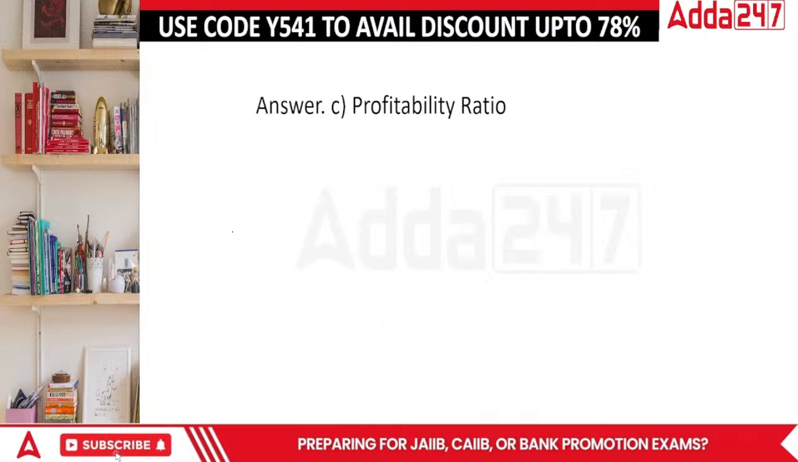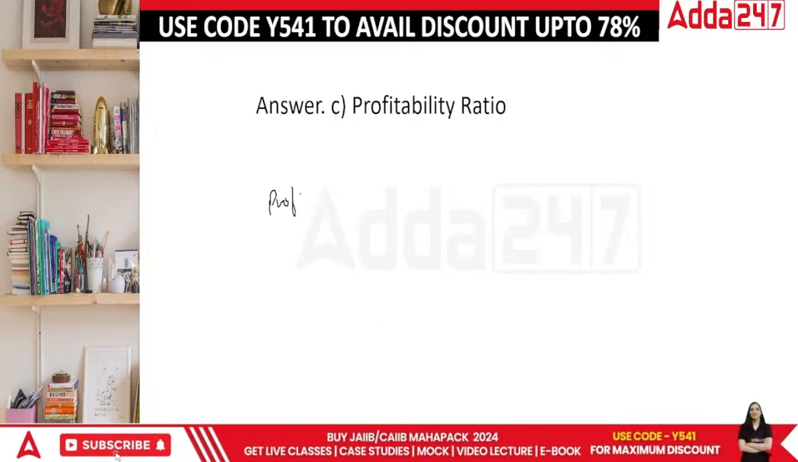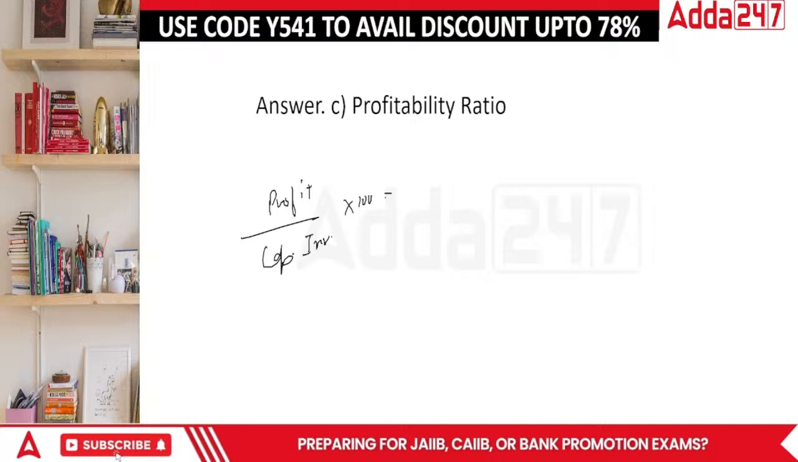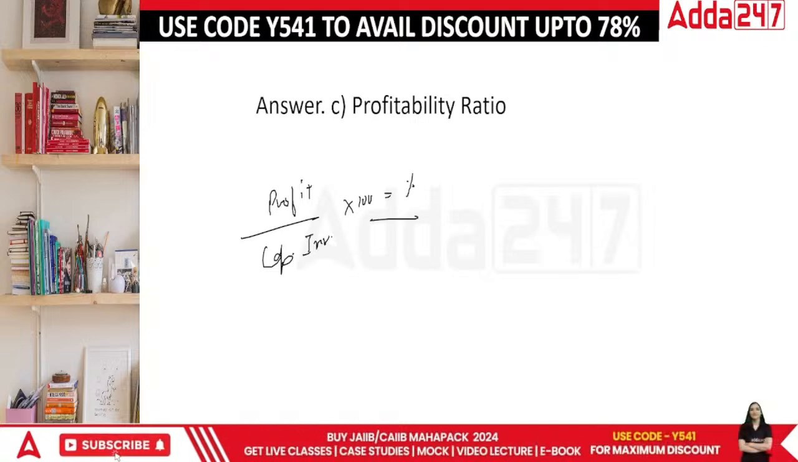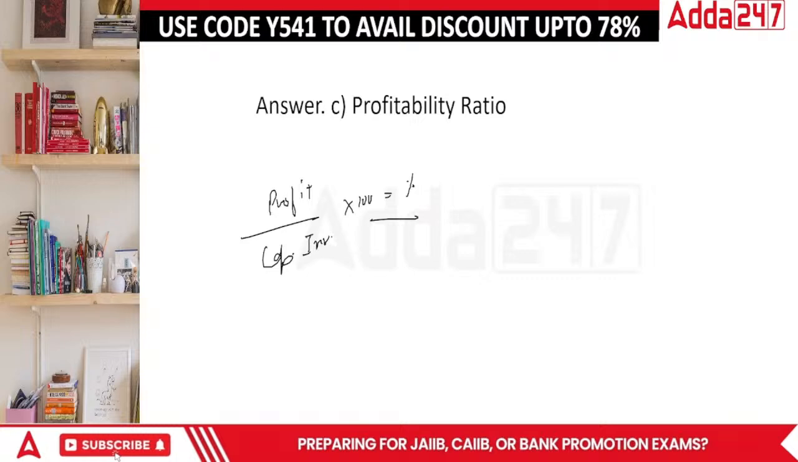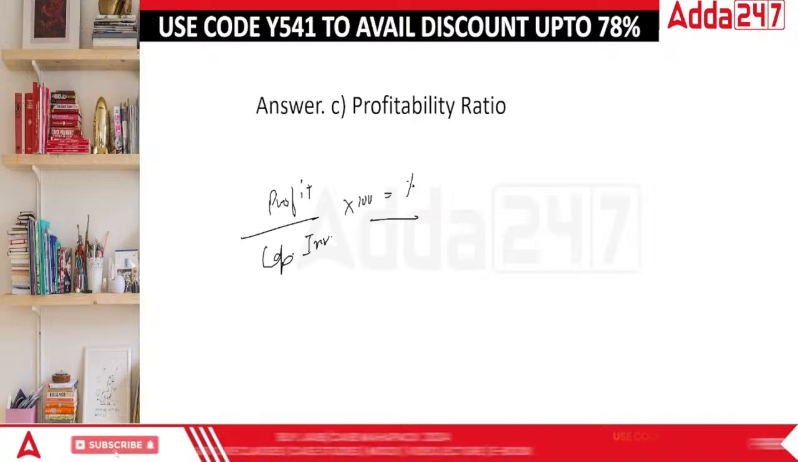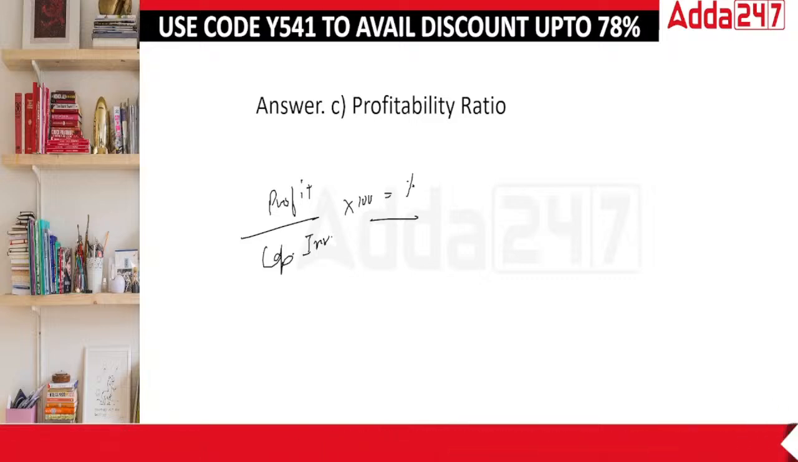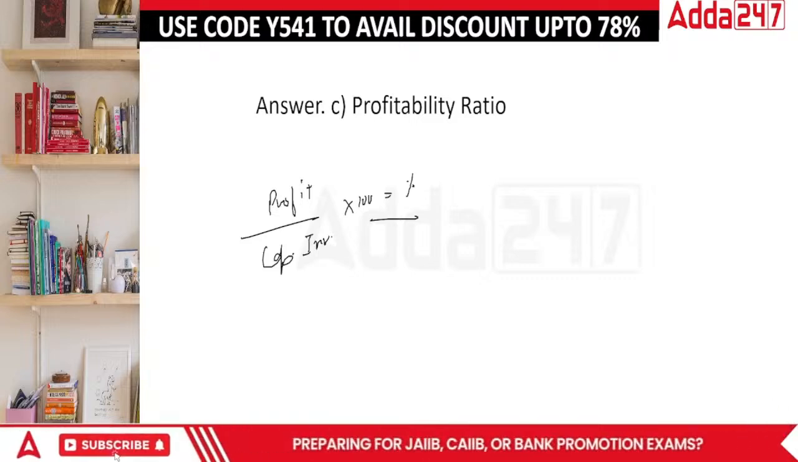ROI is basically your profit divided by the capital invested multiplied by 100. So the percentage which you get is called a profitability ratio, because you're talking about the returns that the organization can make from their business. Done na? So profitability ratios are those ratios which are related to the profit of the organization, how much profit they are making after investing a good amount of money in the business.